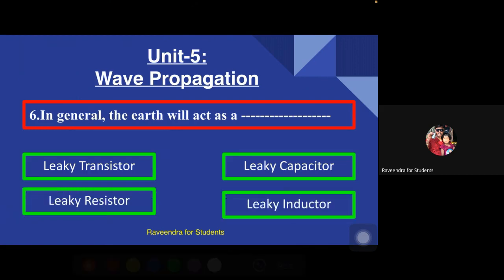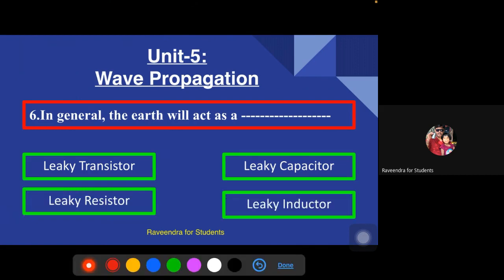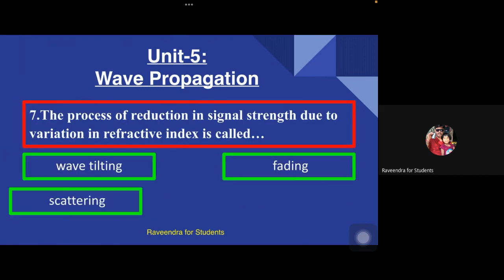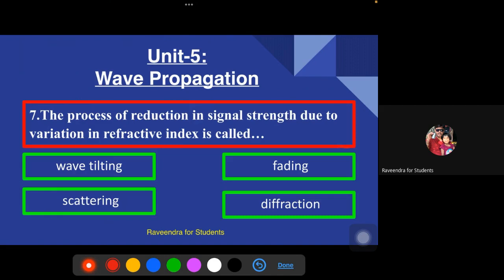Next, sixth one, in general, the Earth will act as, yes, in general, it will have the capacitive nature, or it will have the leakage of capacitance. So leaky capacitor is the correct option. And seventh one, the process of reduction in signal strength due to variation in refractive index is called fading, or we can call it as faded signal. Faded signal is the correct option.